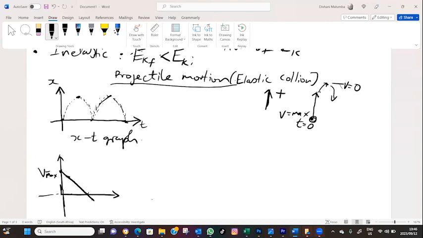So this is the negative direction. That's negative and that's positive. Velocity times time.